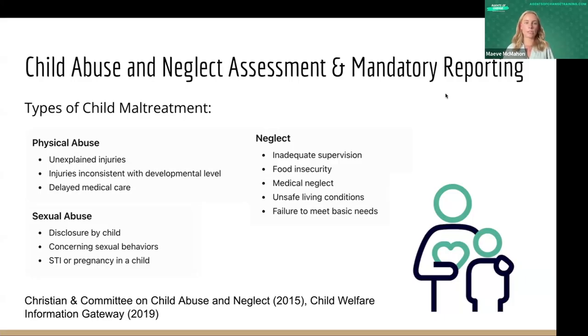So if they're not moving around by themselves, how did they get this fracture? Delayed medical care, if this kid is seriously hurt and they're not coming to the hospital in an appropriate amount of time, that's a concern as well. Neglect, so inadequate supervision, if something happens while the child is not being watched appropriately. Food insecurity. I really want to put a disclaimer in there that being poor is not a crime, but not providing your children with what they need to thrive and to live is a concern.